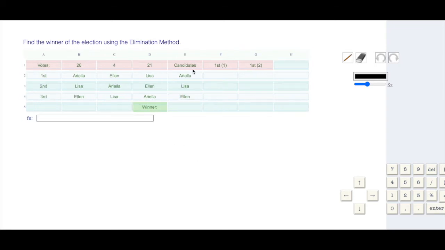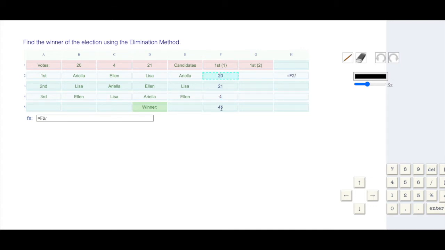Let's try that one more time. We're looking for the number of first places. Ariella has the 20. Lisa has the 21. Ellen just has the 4. Let's just see what the percentages are. The total is equal to the sum of all the votes. First place votes is 45.